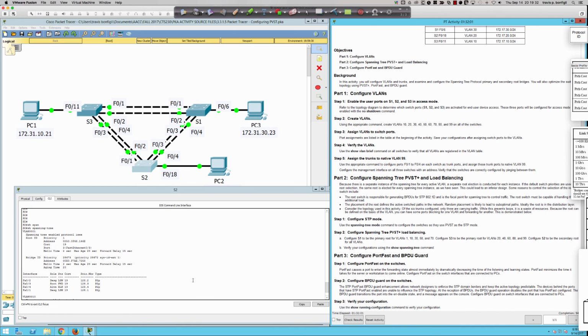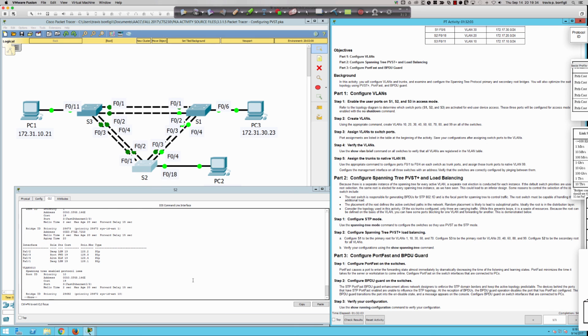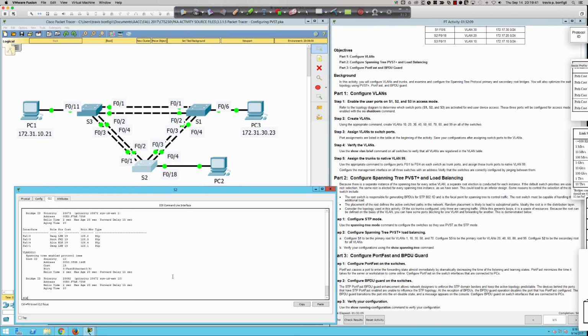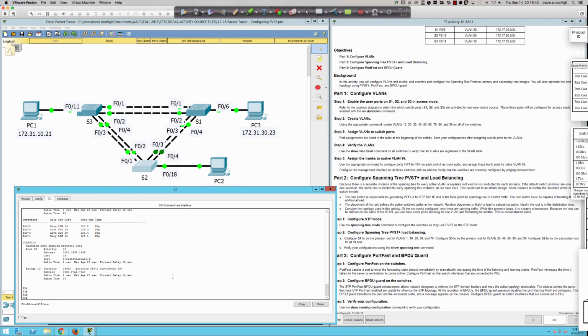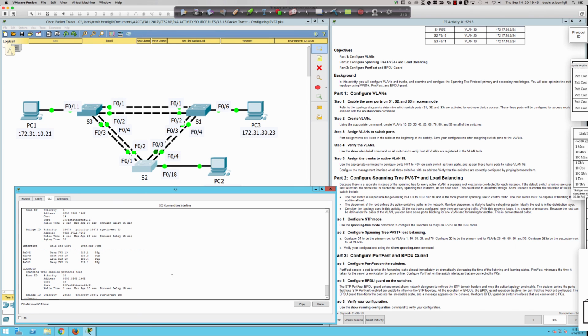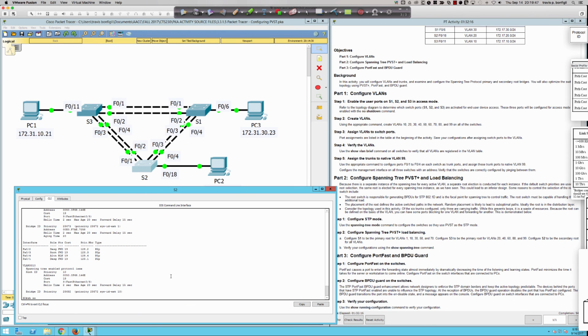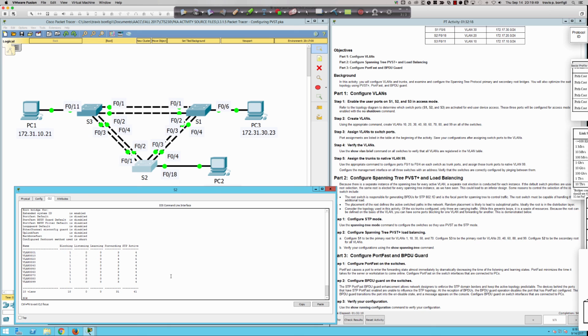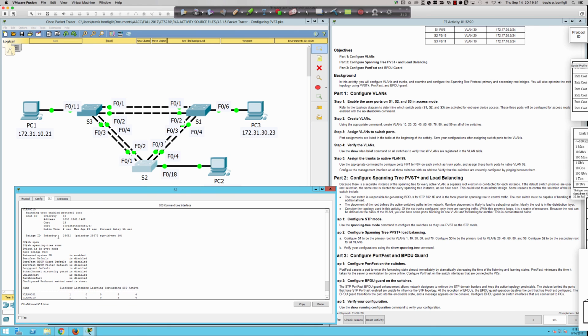I'm sorry, we're 6 points away. I think we've got one more switch that we're working with here. So let's make sure. If I say show spanning tree summary, and yeah, there it is. It says the switches are in PVST mode.